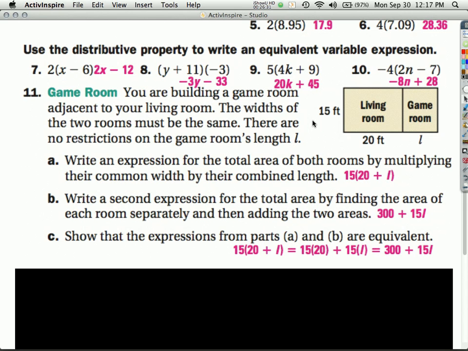For part B, I put 15 times 20 plus 15 pounds. Okay. Very nice. Yes, absolutely mark that correct.